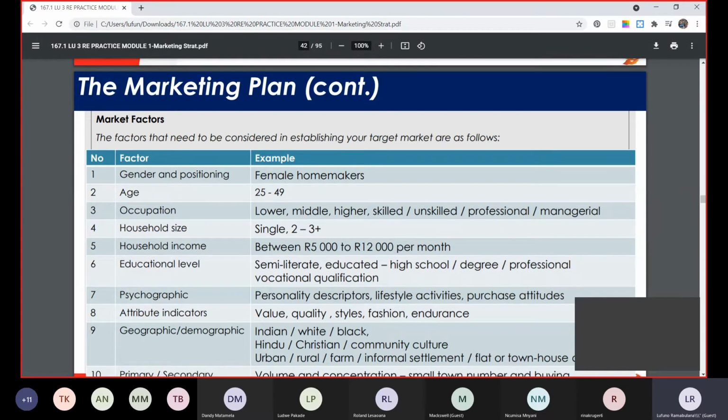Household income: how much do they earn per month? It's important because you don't want to position your product to somebody who will not be able to afford it. Your educational level: semi-literate, educated, high school degree, professional, vocational.